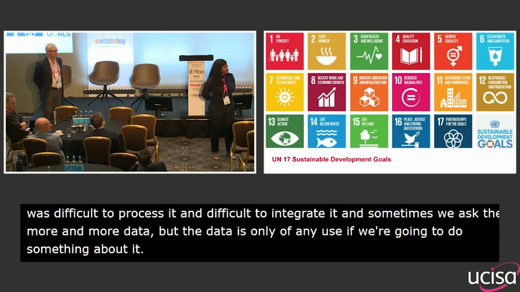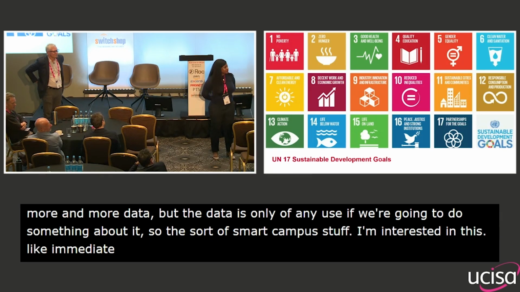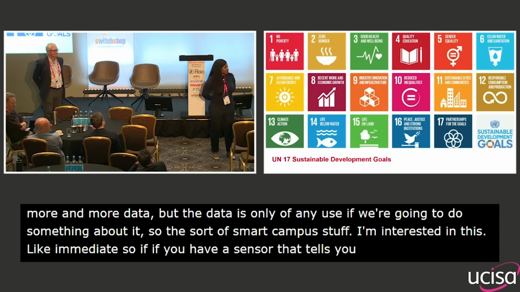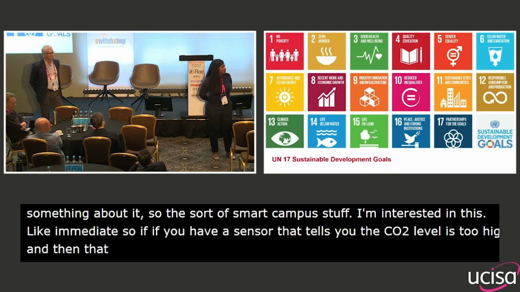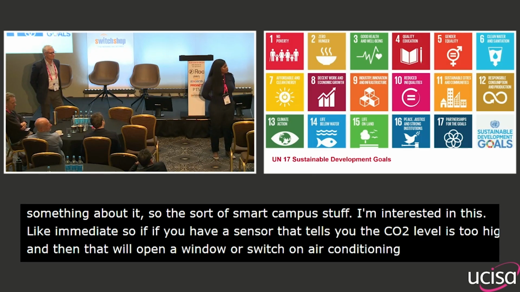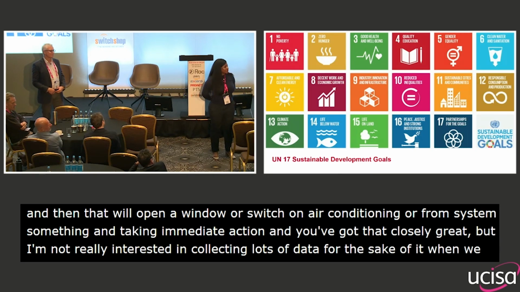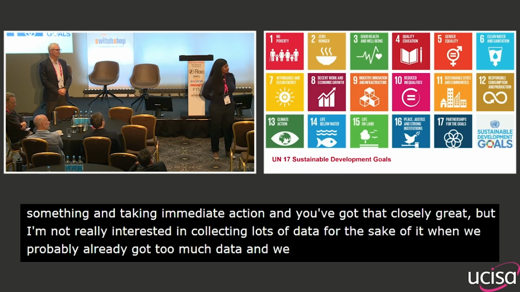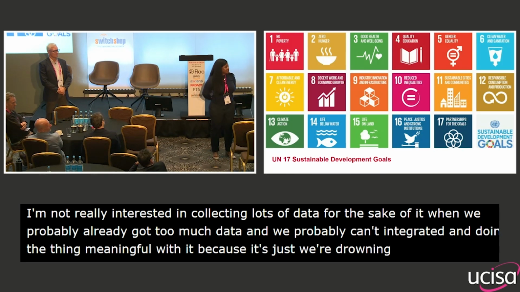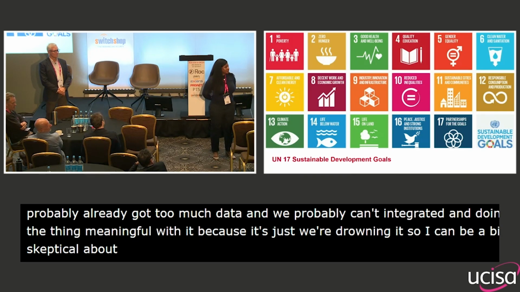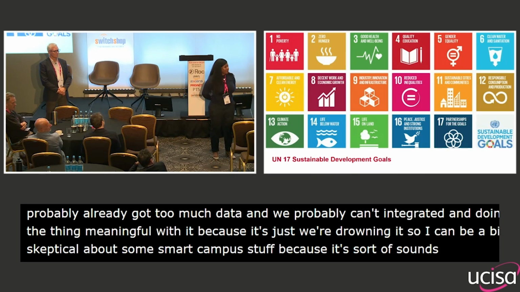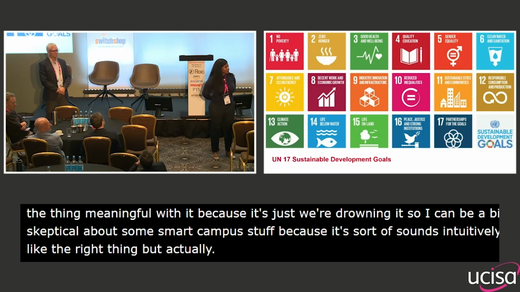So the sort of smart campus stuff I'm interested in is where there's something immediate. If you have a sensor that tells you the CO2 level is too high, and then that will open a window or switch on an air conditioning system and take an immediate action, and you've got that closed loop, great. But I'm not really interested in collecting lots of data for the sake of it when we've probably already got too much data, and we probably can't integrate it and do anything meaningful with it because we're drowning in it. So I can be a bit sceptical about some smart campus stuff because it sounds intuitively like the right thing, but actually, unless we're going to do anything useful with it, why are we bothering?